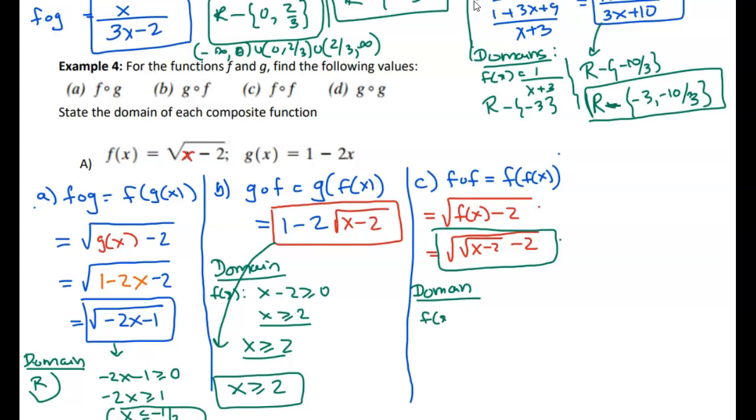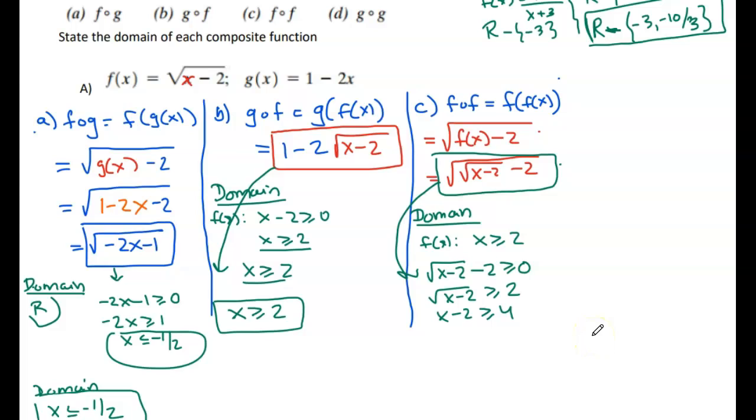So the inner function is f of x. We need x to be bigger than or equal to 2. Our result, so we need this thing inside the radical, square root of x minus 2 minus 2, to be bigger than or equal to 0. So square root of x minus 2 has to be bigger than or equal to 2, which is x minus 2 has to be bigger than or equal to 4, square both sides. So x has to be bigger than or equal to 6.